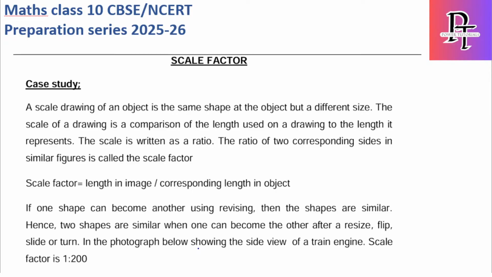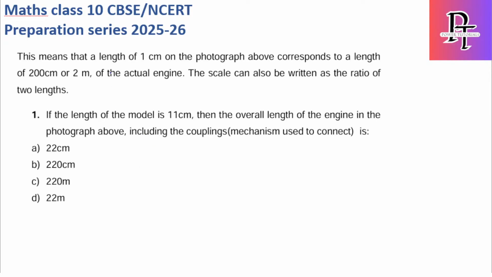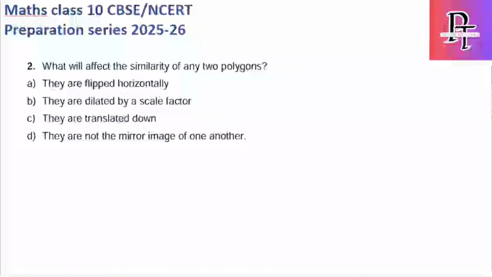The photograph below is showing the side view of a train engine. Scale is 1:200. Okay, the train engine I have missed. This means the length of 1 centimeter in the photograph corresponds to a length of 200 centimeters or 2 meters. So simply this is important. 1 centimeter is exactly equal to 2 meters as per the convention or scale factor. So let's see the question. If the length of the model is 11 centimeters, what is the overall length of the engine in the photograph above, including the coupling mechanism to connect it? So simply 1 centimeter is how much? What is the scale factor they're using? 2 meters. So for 11 centimeters, it is just into 2.